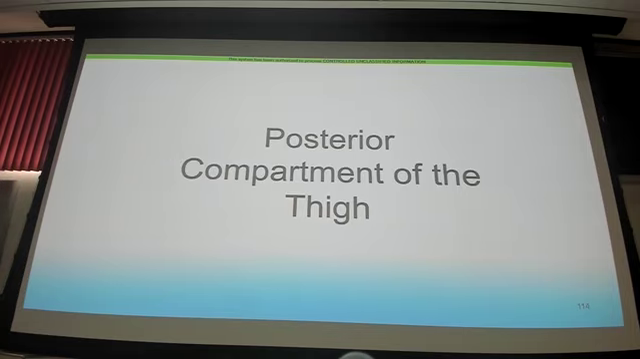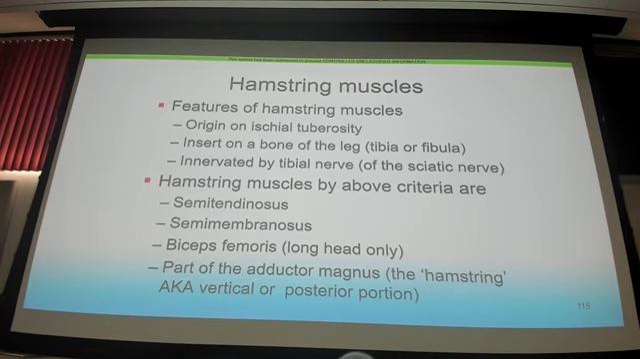Then we look at the posterior compartment of the thigh, what we call our hamstrings. In general, most of their origins come off of the ischial tuberosity and are going to insert somewhere on a tibia or fibula. So that means it's going below the knee joint. And all of them are going to be innervated by the tibial nerve. So here's our hamstring muscles: semitendinosus, semimembranosus, biceps femoris.